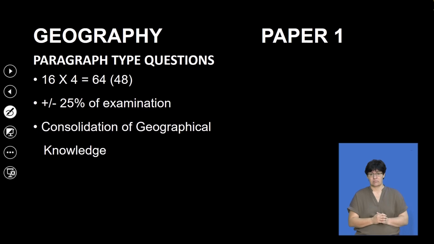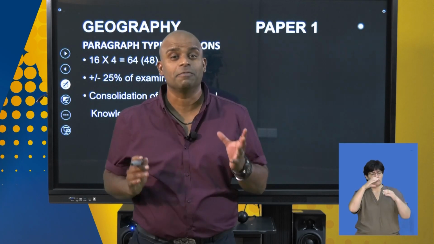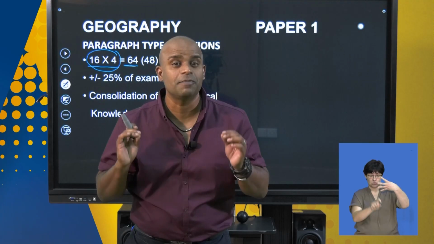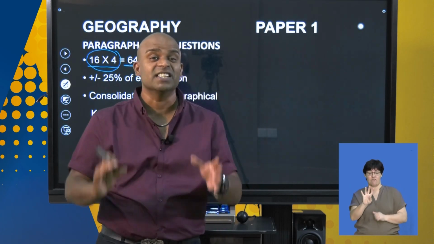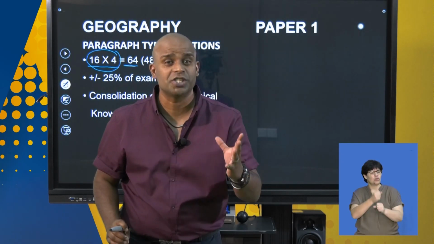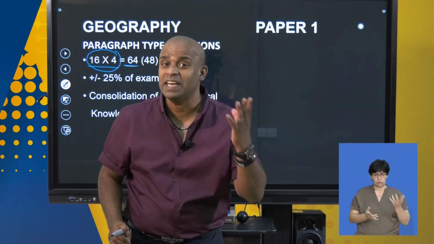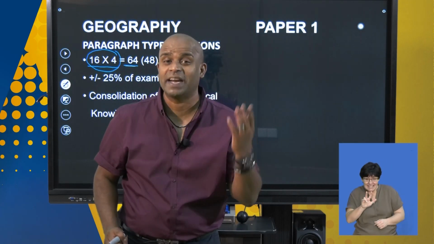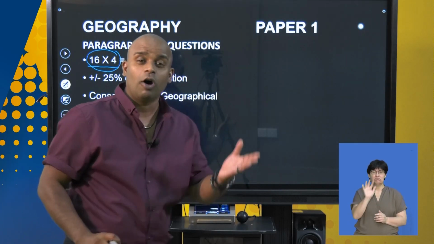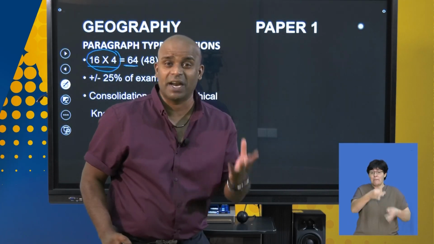Focusing specifically on paragraph questions, remember the following. The paragraph questions are out of a total of 64 marks. That means across 4 questions, a total of 64 marks are allocated to paragraph questions. Because Geography Paper 1 is a choice question, it means that 48 marks are dedicated to just paragraph writing. That means, guys, almost 25% of your geography paper is writing in paragraphs.